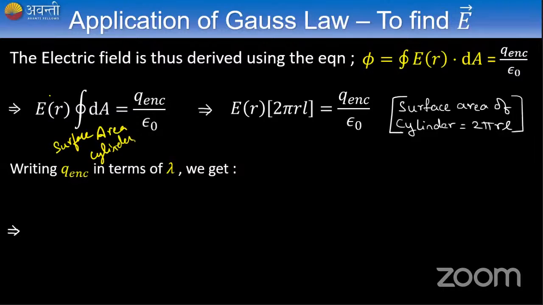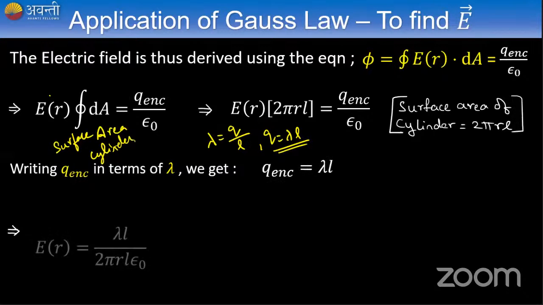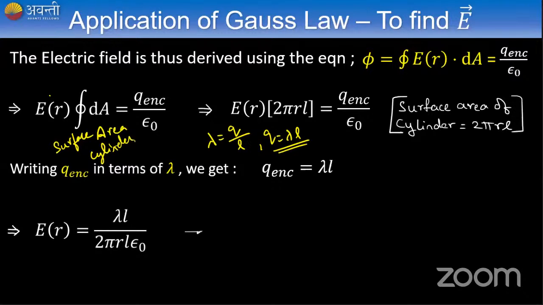Again, guys, if my Q is in terms of lambda, so what is lambda? Lambda is equal to Q by L. Now Q will be equal to lambda times L, right? So if I substitute this, Q enclosed is equal to lambda times L. Then we get electric field E is equal to lambda times L by 2 pi R L times epsilon naught. If I try to simplify this, what's happening?